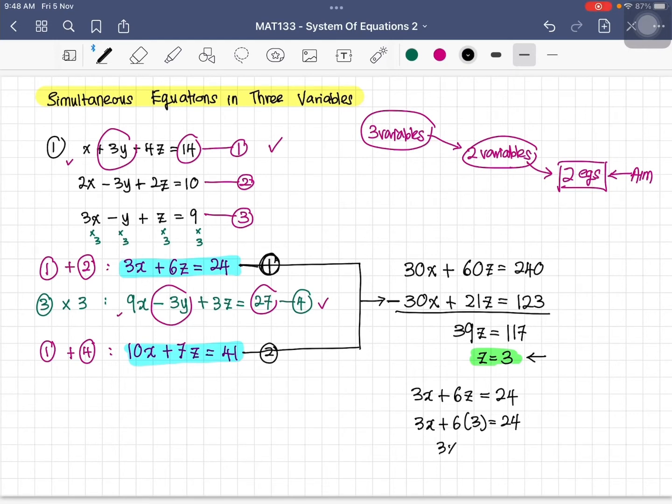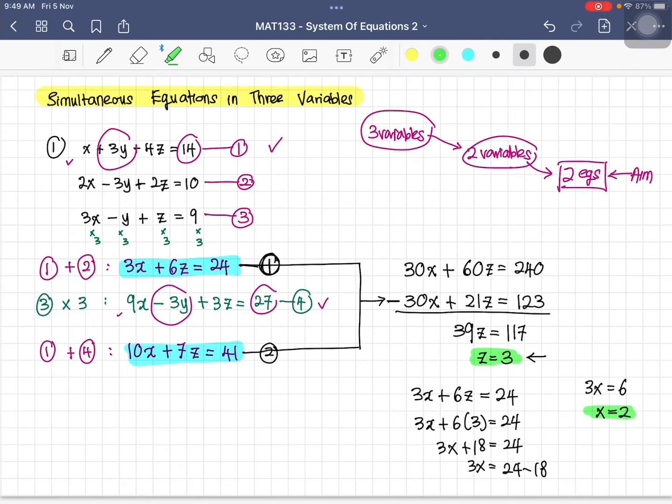Therefore, 3x plus 18 equal to 24. Therefore, 3x equal to 24 minus 18. I've got 3x, which is equal to 6. Therefore, x is actually equal to 2. All right? X is equal to 2. Okay, x equal to 2. So I've obtained the second answer here.